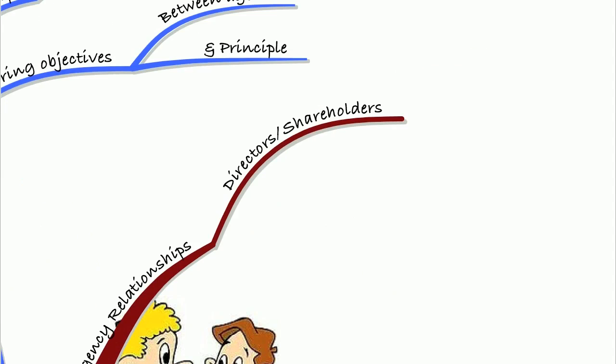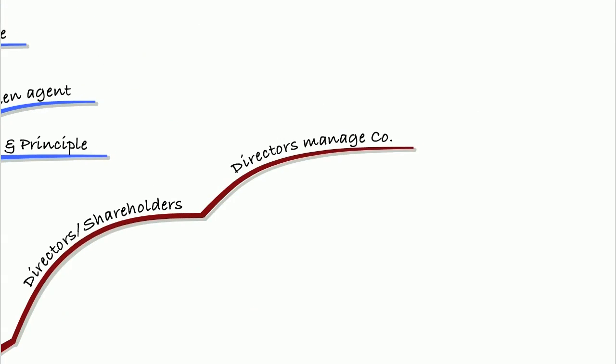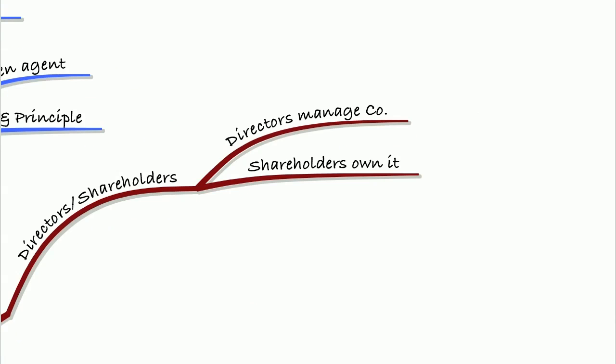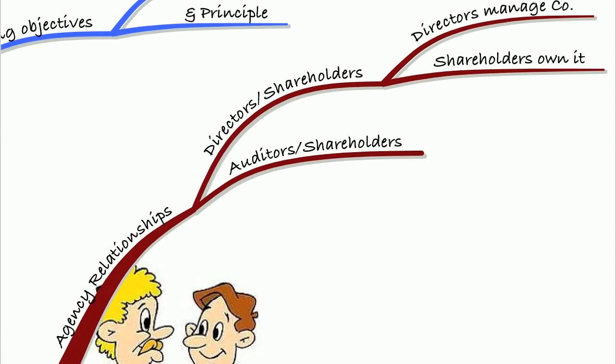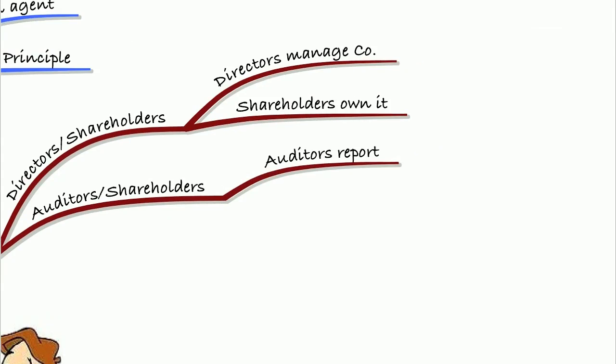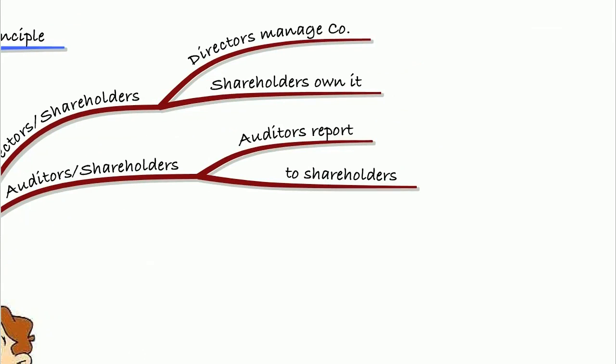So there's the relationship we've been discussing, the directors and the shareholders, where the directors manage the company and the shareholders own it. But there's also the relationship, for example, between the auditors and the shareholders. This is where the auditors report to the shareholders. They go in and they do tests on the financial statements of the organisation, and they then provide a report and opinion to the shareholders as to the truth and fairness of those financial statements.